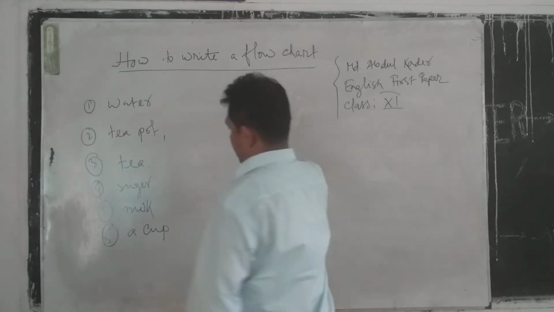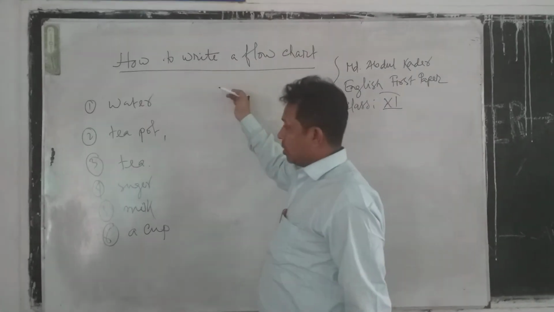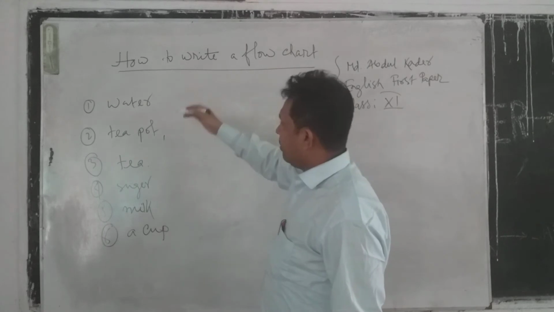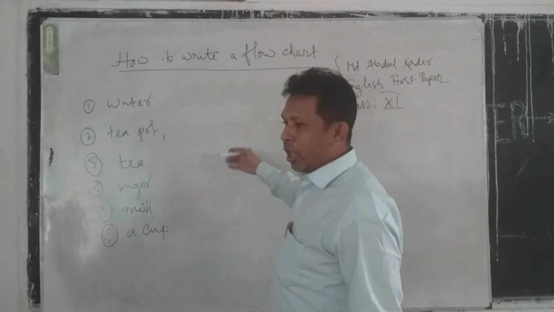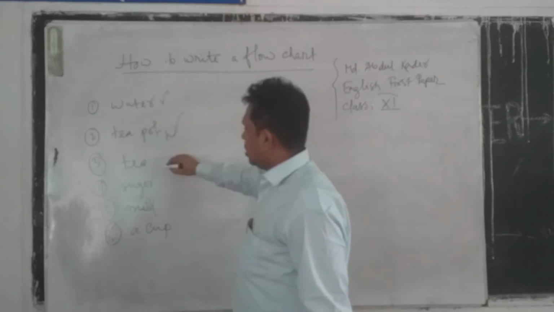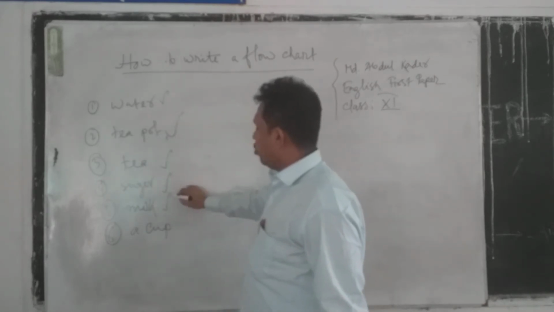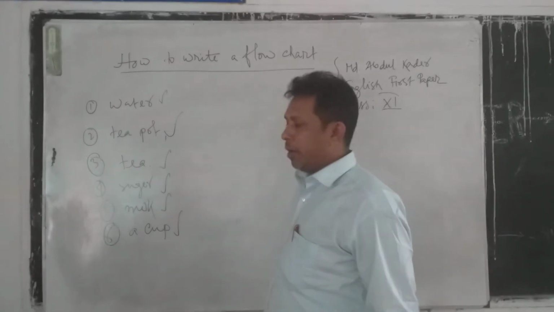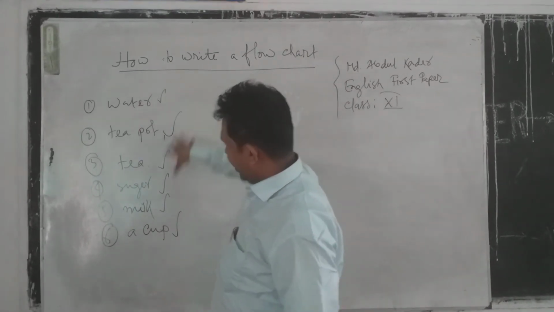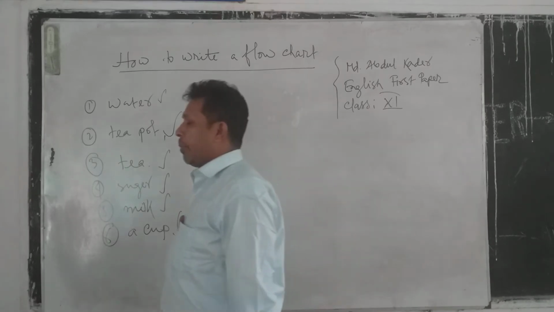Yes, my dear students, what I have said, you have to write down the ingredients or names for making a cup of tea. Whenever you go to make a cup of tea, you need water, you need a teapot, you need tea, you need sugar, you need milk, you need a cup to serve. Okay, my dear students, these are the ingredients to make a cup of tea.